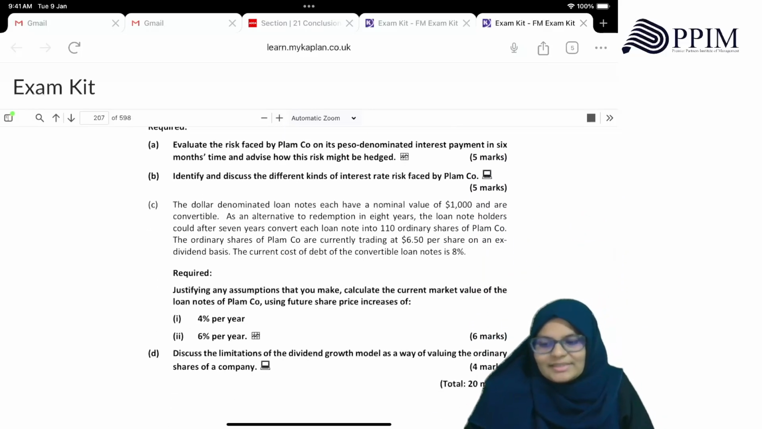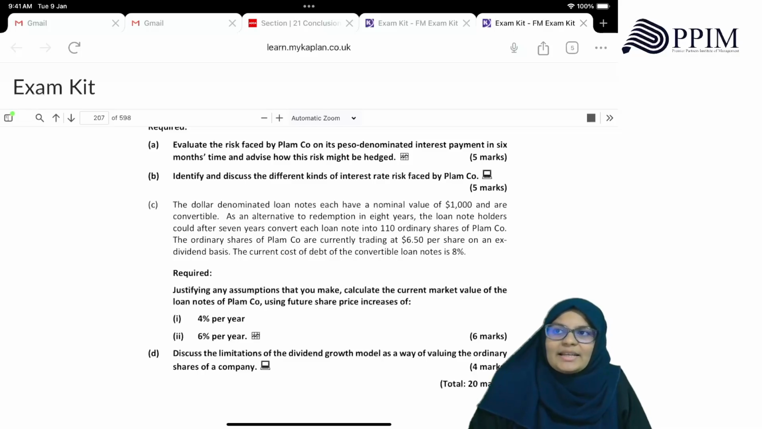Now C part, guys, is very interesting. Okay, because it has nothing to do with risk management, right? They're talking about cost of capital in this case. They're talking about the loan note, right? So they're saying the dollar denominated loan notes each have a nominal value of 1,000. Now, usually loan notes, what's the nominal value? 100. But in the question, if they say it's 1000, you have to believe them. Okay. So in this case, actually it is 1000. Fine. And it is convertible. So it's a convertible loan note.